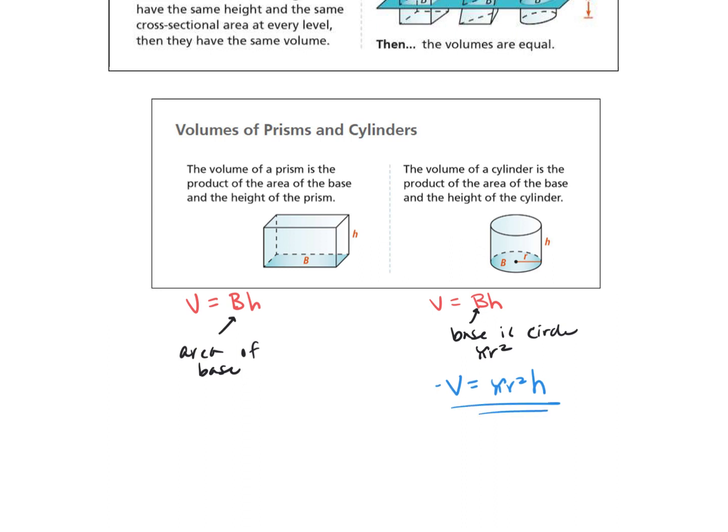But let's make sure we're recognizing that prisms and cylinders have the same area formula. It's just every cylinder will have a circular base, so we know that this area of the base will always be pi r squared. So sometimes we just shortcut to that.